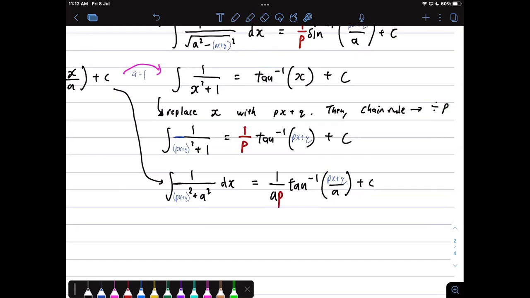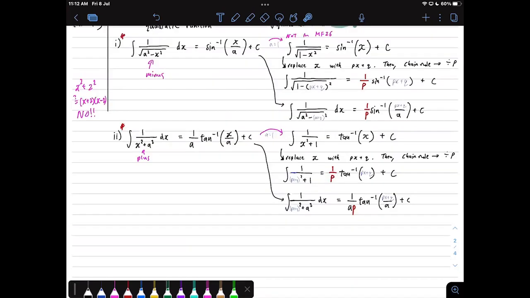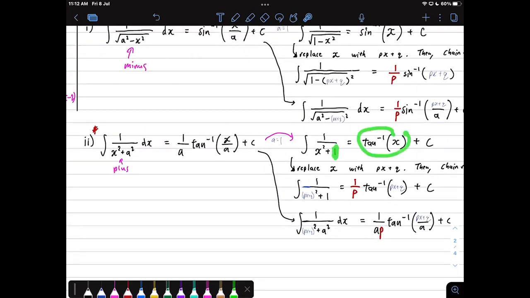Well, ap is so funny. I don't like it. I just prefer to remember it like this. With an extra 1, I will just get tangent inverse. Then if I replace my x with px plus q, similar to integrating sine of 3x, or integrate cosine of 3x, you get sine of 3x but divide by 3. Here, you replace x with px plus q, you just have to divide by p. It's like replacing with 3x plus 0, divide by 3.